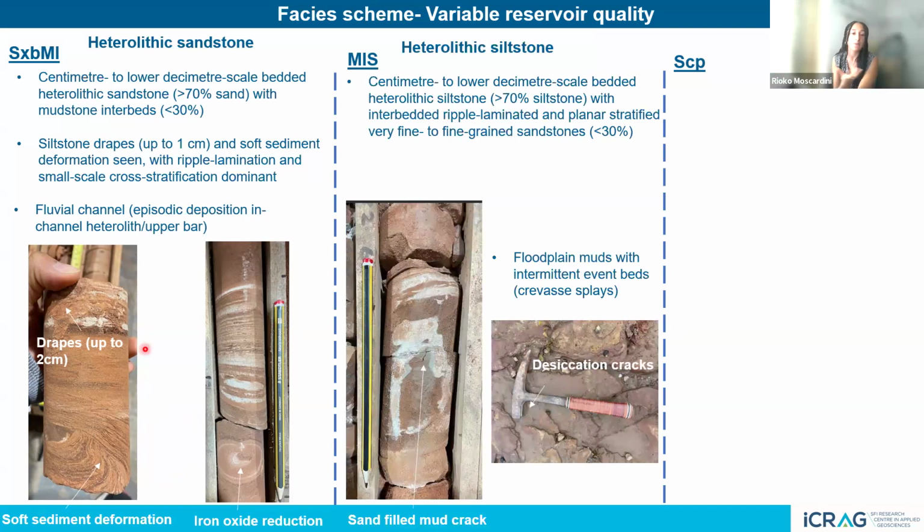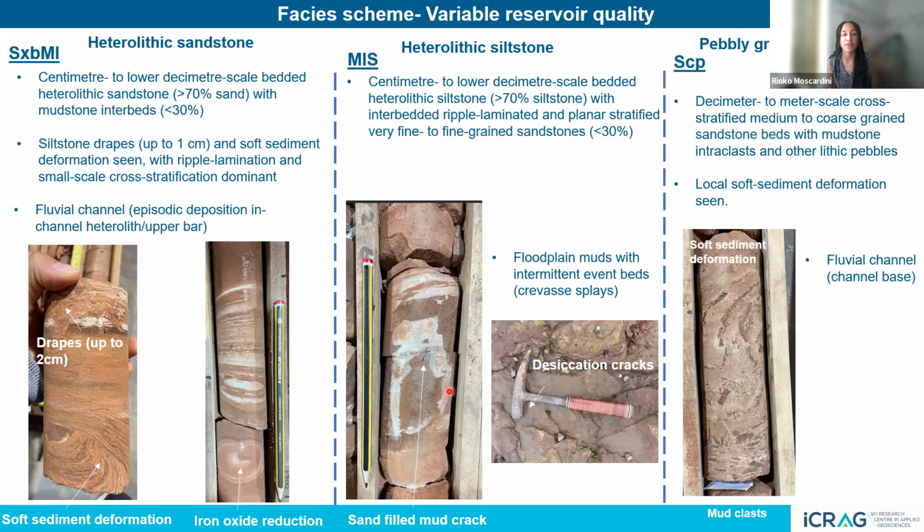On the flip of that, we have the heterolithic siltstone, where it's mainly siltstone, up to 70%, but there's also 30% sand. So here you can see a sand-filled mud crack. This is an example of how it's mainly mud, but there is that sandstone that needs to be captured and identified.